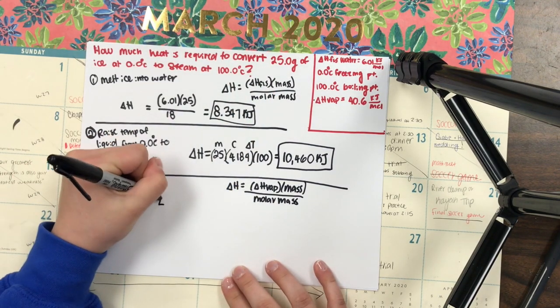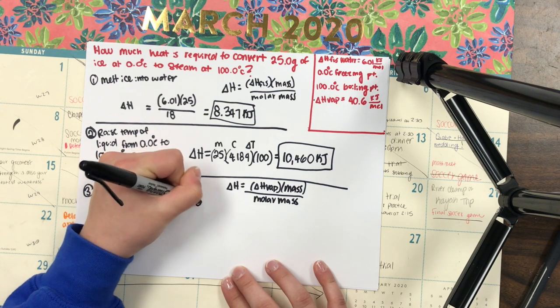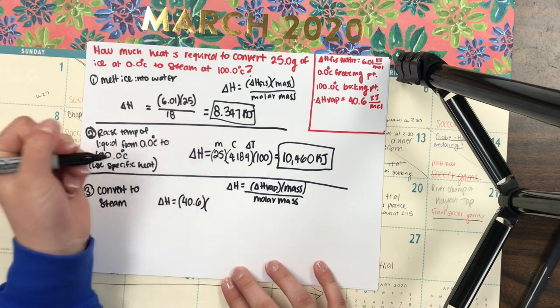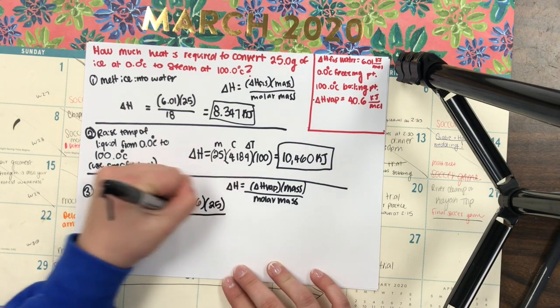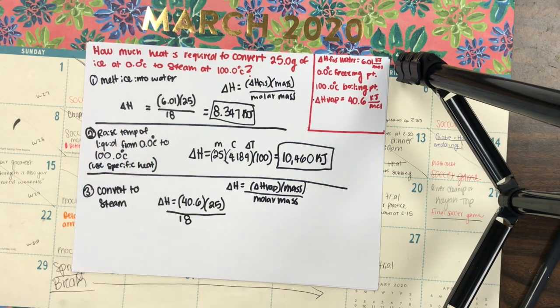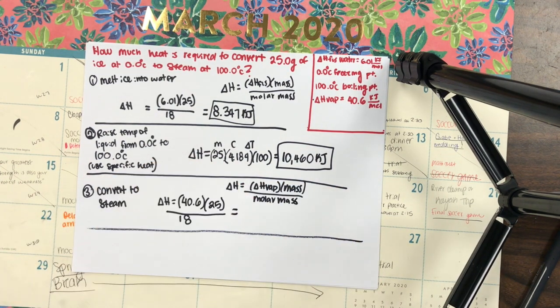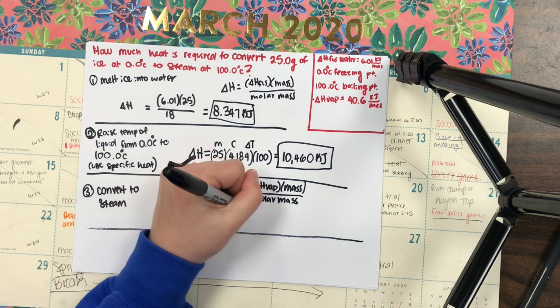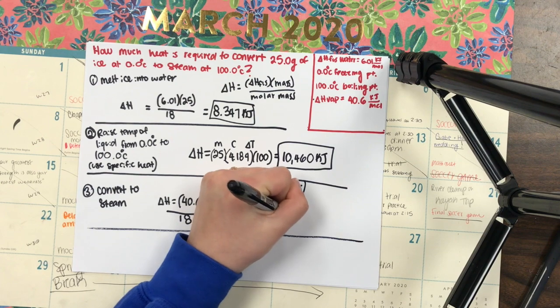So I'm going to set this up with the information that I have. My delta H of vaporization is 40.6 kilojoules per mole. My mass has still not changed. I still have 25 grams of this substance, and my molar mass has not changed. I still have 18 grams per mole. So I'm going to put this into my calculator. The 40.6 times 25 divided by 18, that gives me 56.39, and I'm still in kilojoules.